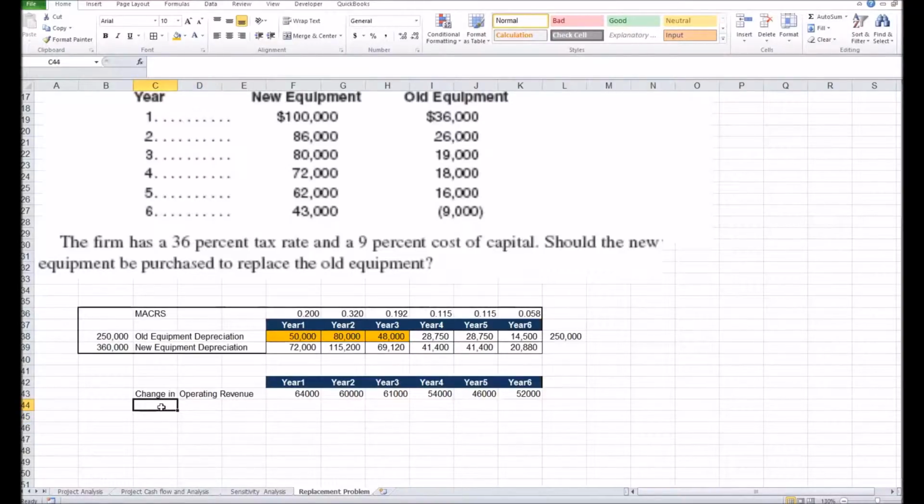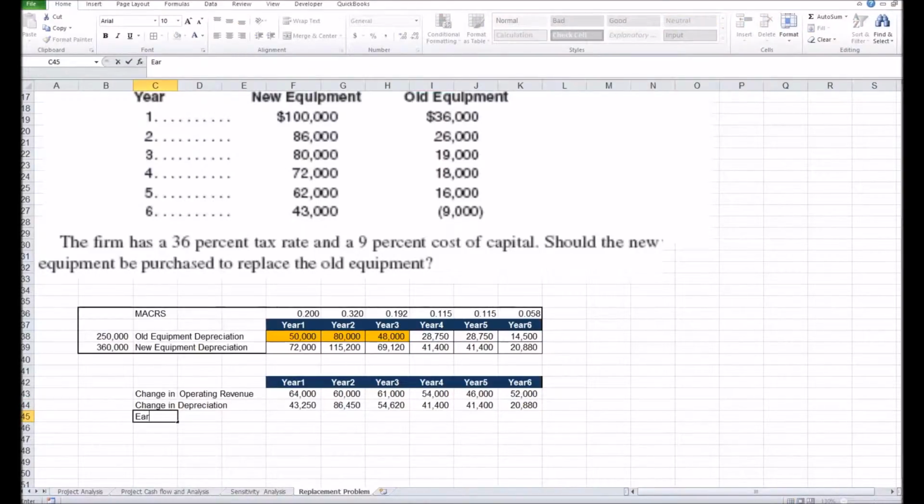And we need to know about the change in depreciation. So in this particular case, we're going to have $72,000 in depreciation, and the one that's going away is year 4. 1, 2, and 3 have already passed. So that gives us a change in depreciation. And I can copy that over for 3 years. After the 3 years is up, there is no more depreciation for the old equipment. So if I carry that forward, it just reflects the new equipment depreciation in years 4, 5, and 6.